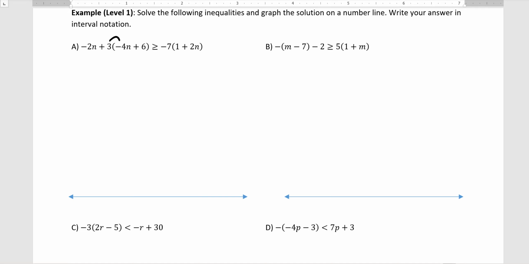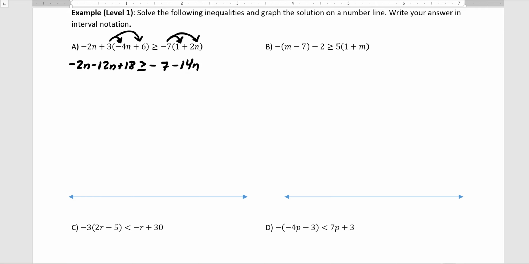So first things first, I'm going to take care of some of this distributing. I'm going to distribute that 3. I'm going to distribute this negative 7. That'll give me negative 2n minus 12n plus 18 is greater than or equal to, let's see, that'd be negative 7 minus 14n.